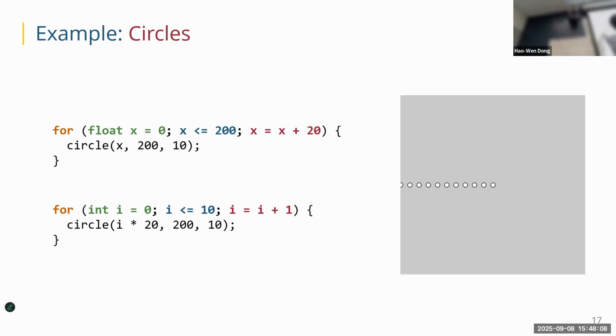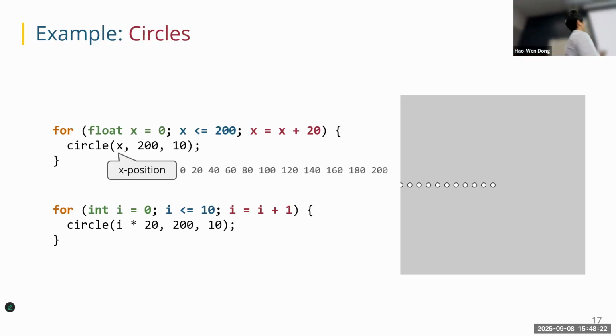As we saw, int x equals 0, x less than 200, x equals x plus 20, then you can get all these circles. That's one way to do it, where we are looping over the x position. So x now goes from 0, 20, 40 all the way to 180, until this no longer holds. The next one would be 220, but the condition doesn't hold, so that won't be executed.